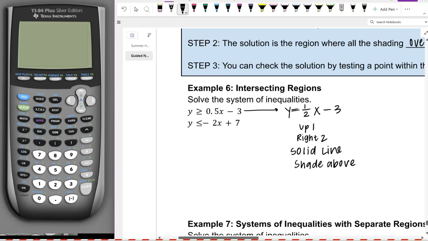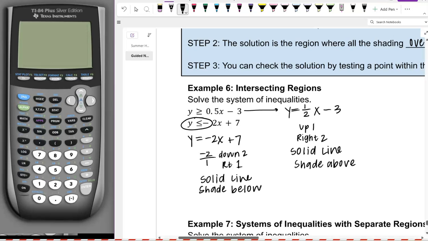For the other, I'm going to graph the related equation y equals negative 2x plus 7. For that equation, it has a slope of negative 2, which is the same as negative 2 over 1, meaning that I should go down 2, right 1, in order to make that line decreasing, using the y-intercept of 7. I'm going to use a solid line because it has an equal sign under the inequality symbol. And I'm going to shade below the y-intercept of 7 because it says y is less than or equal to the equation.